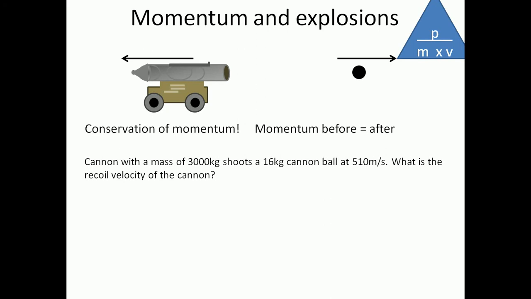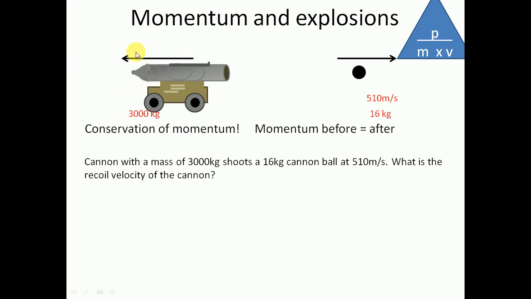So to start off with, you can see that the cannon has a mass of 3,000 kilograms, and our cannonball has a mass of 16 kilograms. Also, the cannonball had a velocity of 510 meters per second. So what do we need to calculate? Well, we need to calculate the velocity of this cannon rolling backwards.